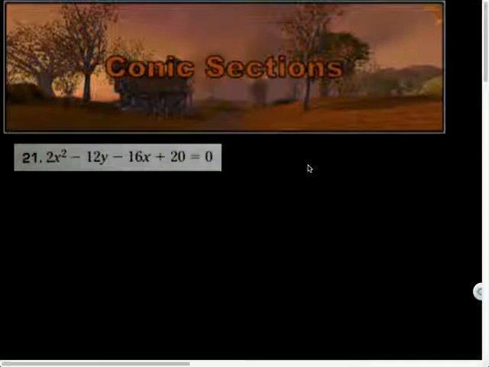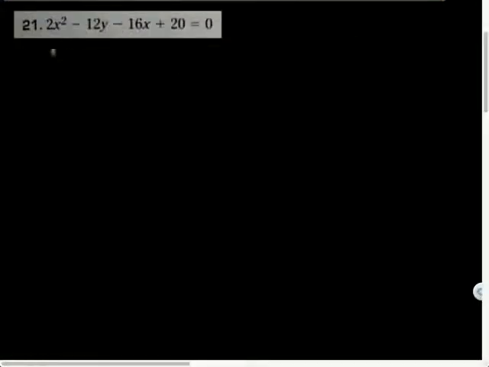We were writing equations of parabolas last night, page 659 on our homework. And here is a parabola in general form, problem 21. Let me rewrite it just for convenience. 2x squared minus 12y minus 16x plus 20 equals 0.